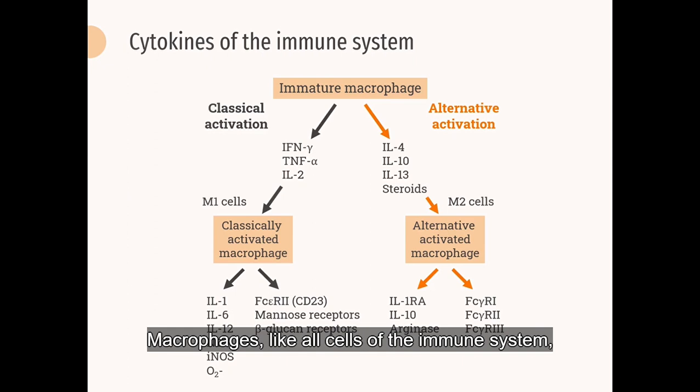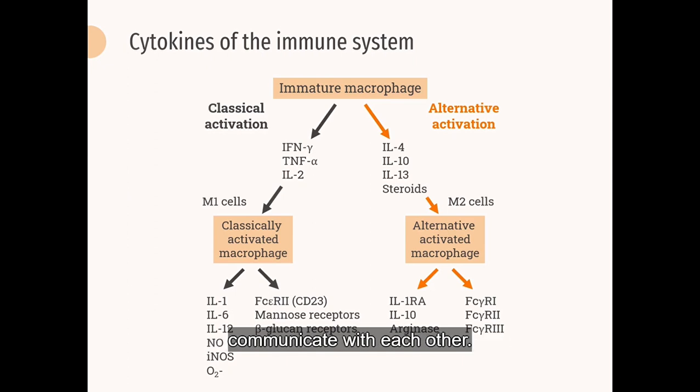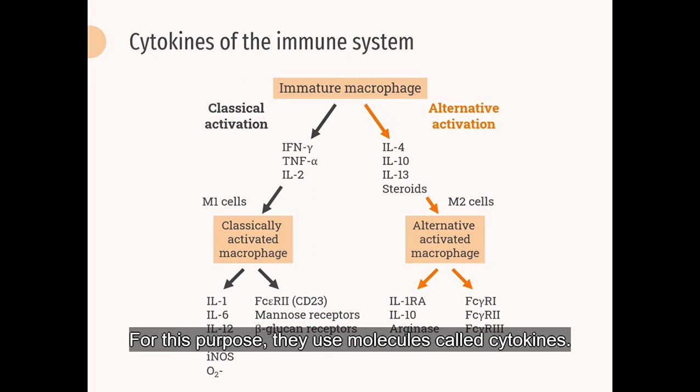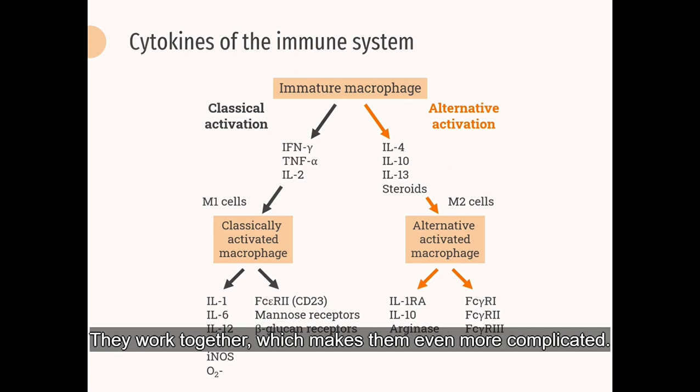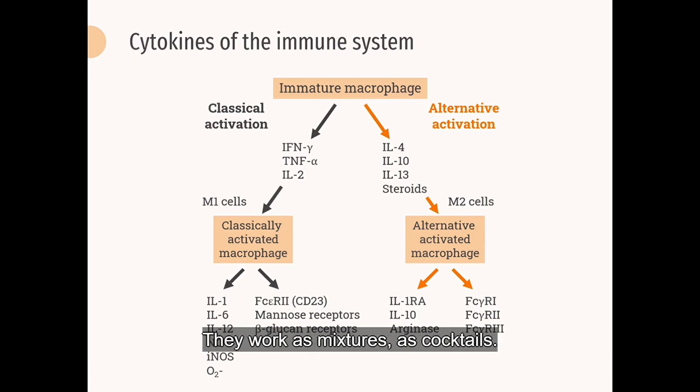Macrophages, like all the cells of the immune system, communicate with each other. And for this purpose, they use molecules called cytokines. There are hundreds of different cytokines in all the domestic animals. And they tell cells what to do. They make the decision as to whether the body should mount a cell-mediated or an antibody immune response. They make the decision as to what sort of activation a macrophage should have. And they work together, which makes them even more complicated. They work as mixtures, as cocktails.